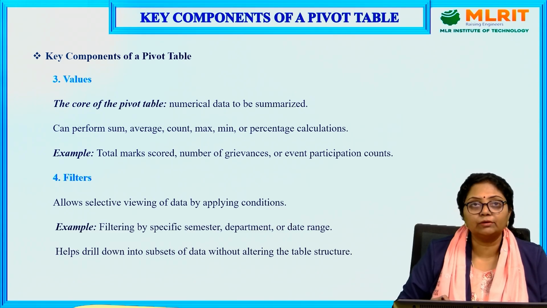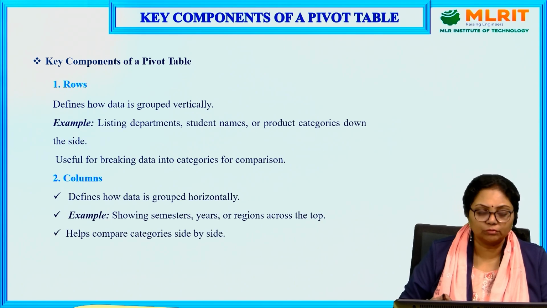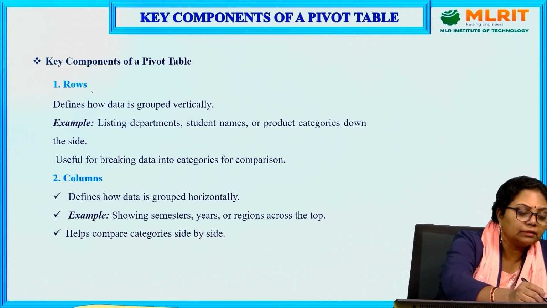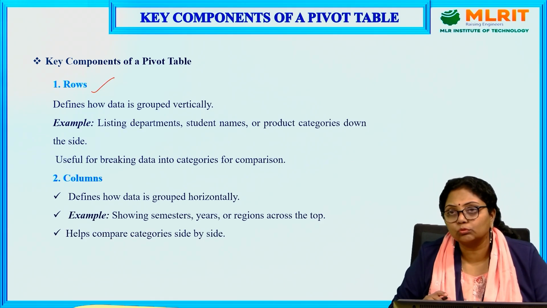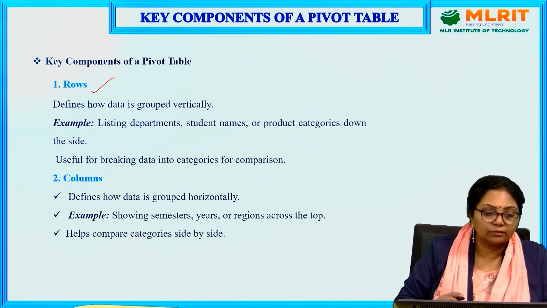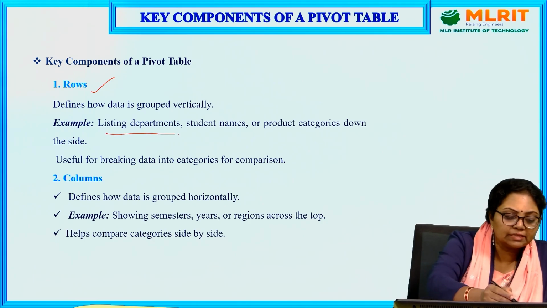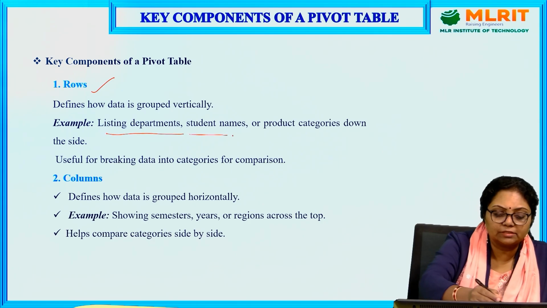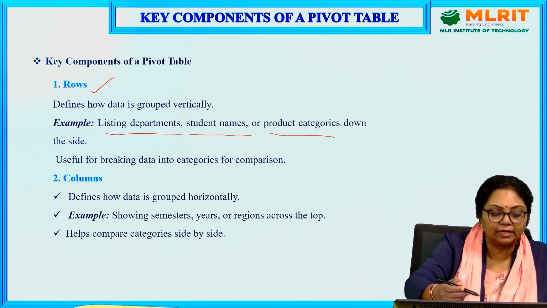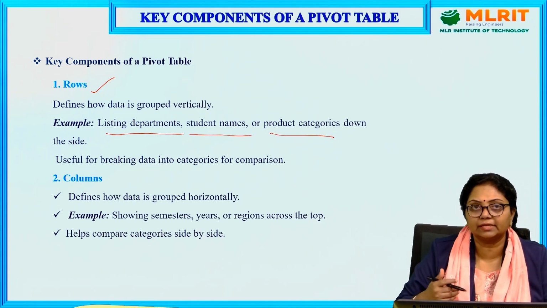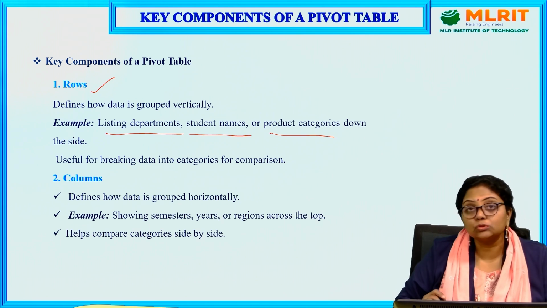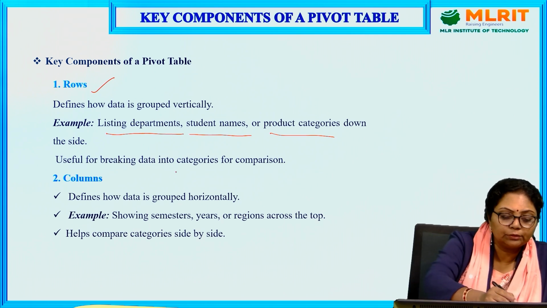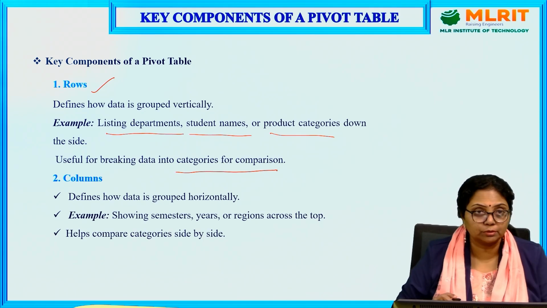If we deep dive into these, first the rows. The rows define how data is grouped vertically, for example listing the departments, the student names or product categories down the side. So for this, we would be using the rows. It is useful for breaking the data into categories for comparison purposes.